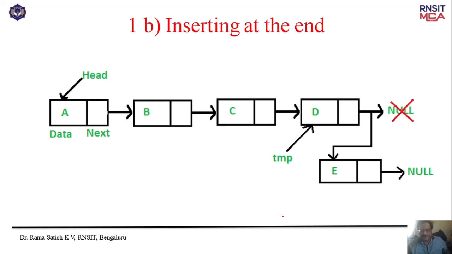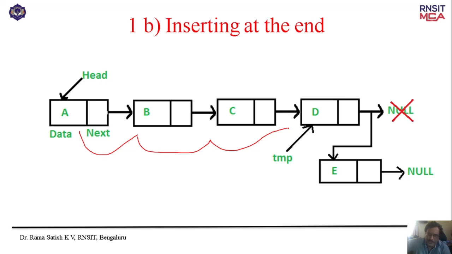Remember, I already have a linked list, and from the head node I move my temporary pointer, TMP pointer, from one node to another node, one node to another node, until I reach the end. So how do you detect the end of the linked list? When the next pointer is pointing to null, that is called the end node.